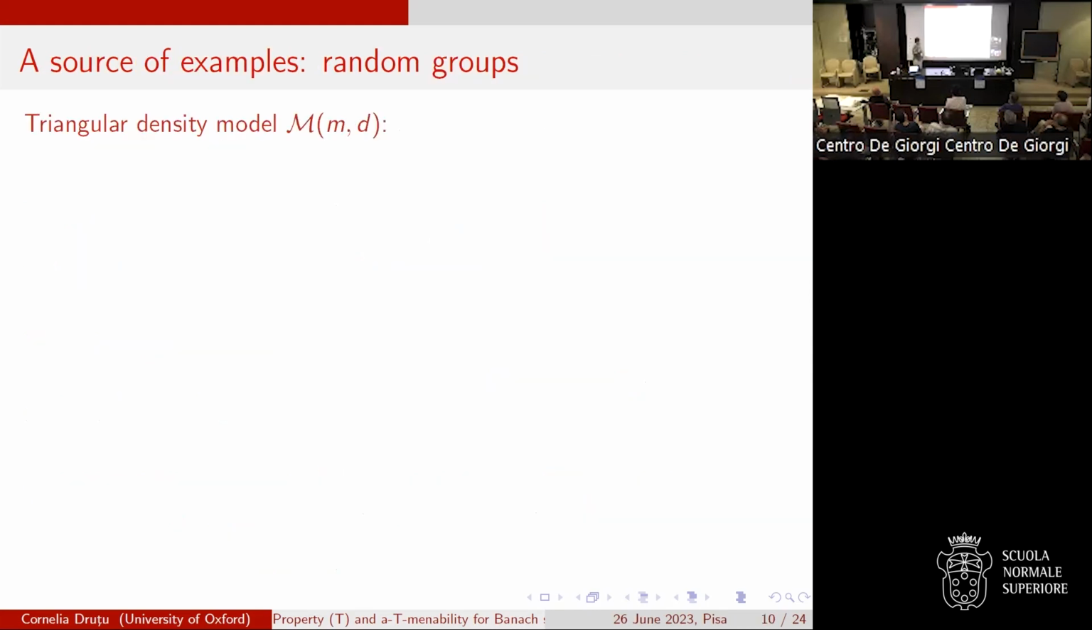And now let me mention that other source of groups with this sort of oscillation between fixed points and a-T-menability, random groups. Up to now, I mainly mentioned linear groups and lattices, but another source are the random groups. And in particular, I only mentioned the triangular density model.